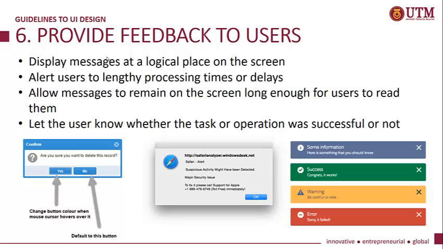The next guideline is provide the feedback to user, which means display message at a logical place on the screen, alert user to late processing time or delay, allow message to remain on the screen long enough for user to read them, let the user know whether the task or operation was successful or not. For example, you want to delete the file, so the system will give the feedback to the user: are you sure you want to delete the record? So this is one of the feedback. For example, you enter the wrong password for your login form, and then the system gives you the feedback, which means you entered the wrong password. So this is the example of provide the feedback to the users.